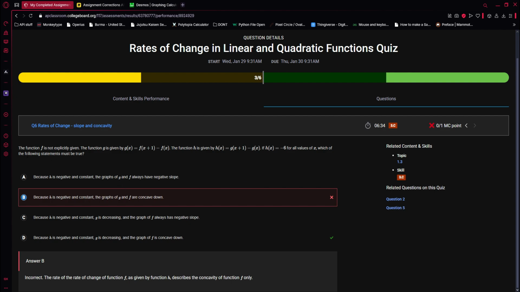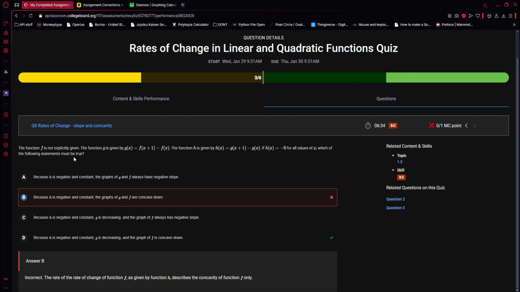Final question. The function f is not explicitly given. Dude, this question, I could just be wrong when I explain this. So take this with a grain of salt, because I'm not entirely sure. The function f is not explicitly given. The function g has been given by g of x equals f of x plus 1 minus f of x. Function h has been given, h of x equals g of x plus 1 minus g of x. If h of x equals negative 6 for all values of x, which of the following statements must be true?